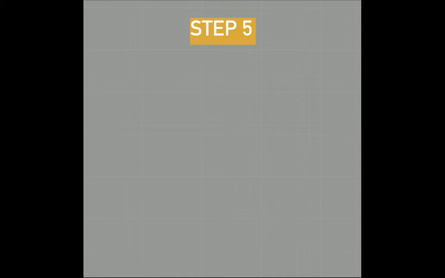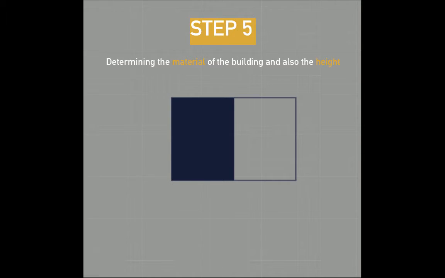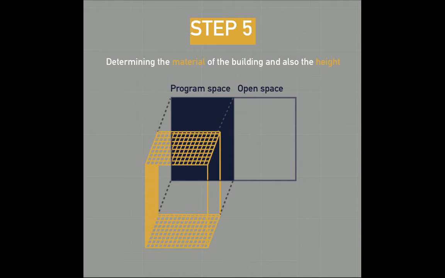5. Determining the material of the building and also the height. For the material, it is determined by how you divided the space in the previous step. The gridded facade is located in the program area. In the residential building, the gridded facade is located around the bedroom and the bathroom to maximize the privacy. For the museum and commercial program, the white gridded facade is located around the exhibition and office area to control the light. On the other hand, using a glass panel facade at the open area causes the natural light to enter the most, making this area the communal area.